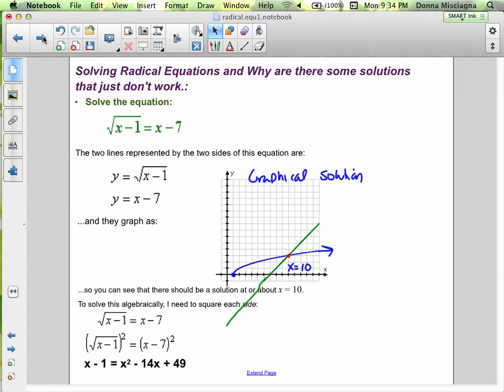So we'd have the square root of x minus 1, squared. That's going to give us x minus 1. And x minus 7, squared. I just skipped a couple of steps there. It would be x squared minus 14x plus 49. And then this continues on the next page.